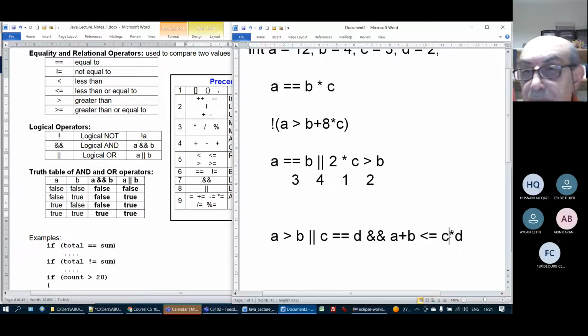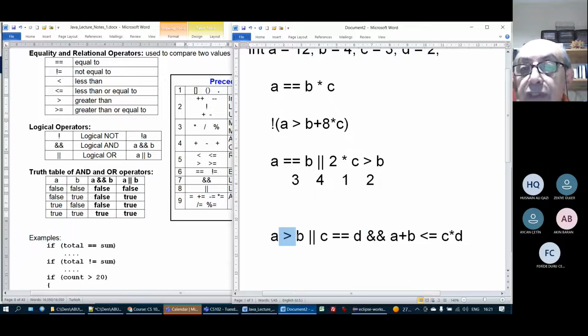Here we have multiplication, which has the higher priority. So C multiplied by D will be computed first. And then we have addition operator. A plus B will be computed. We have a value here. Then we have greater than, equal, less than or equal, OR and AND operators. Since OR operator has the lowest priority, this will be done at the end. Just before that, this will be done.